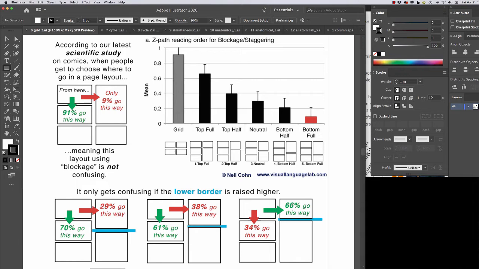So your illustrations may not be this complex. They may not follow these kinds of unusual grid patterns, but just be aware that the way you arrange your images on a page is really going to dictate the way people look at your illustration and the way they follow it.